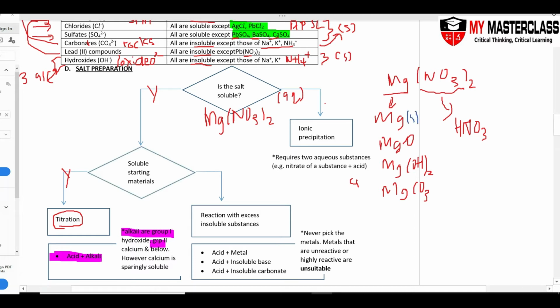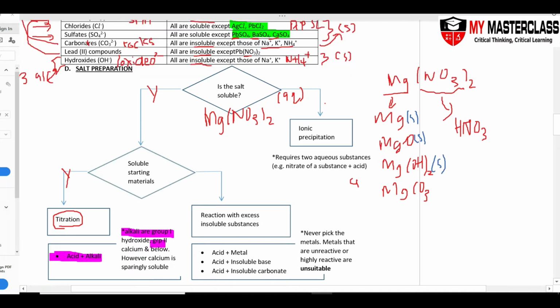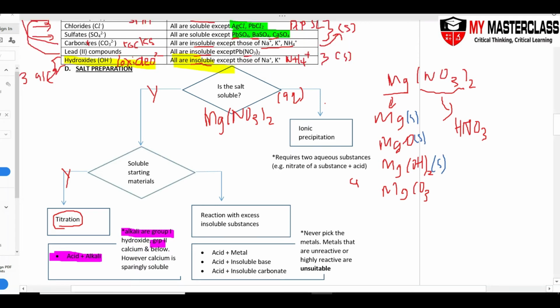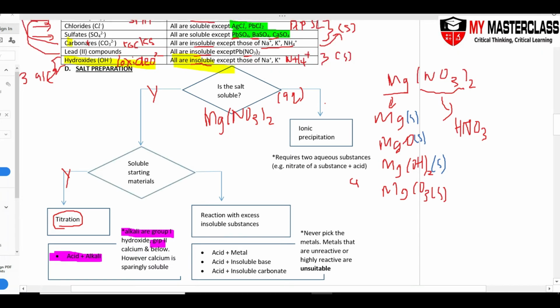Magnesium metal is solid, and the oxide and hydroxide are bases and they are solid. How do you know? Let's look back at this table. Oxide, hydroxide, all are insoluble. So they are all solid. Carbonates, still a solid because carbonates are rocks. Okay, so in this case, all the starting materials are solid.